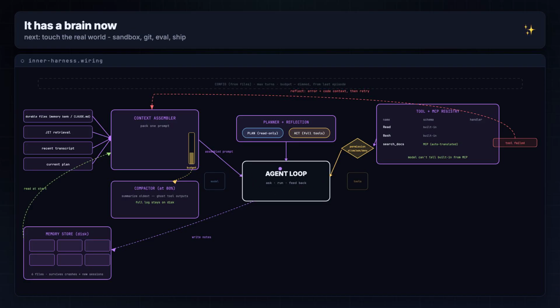Now our agent has a brain. It remembers, it manages its own attention, it reaches for tools through one gate, and it plans before it acts, but it still can't safely touch the real world. Next episode, sandboxed execution. Git is the undo button, retrieval over a real repo, the security defenses that stop it from leaking your secrets, plus eval and deploy, and then we ship it.